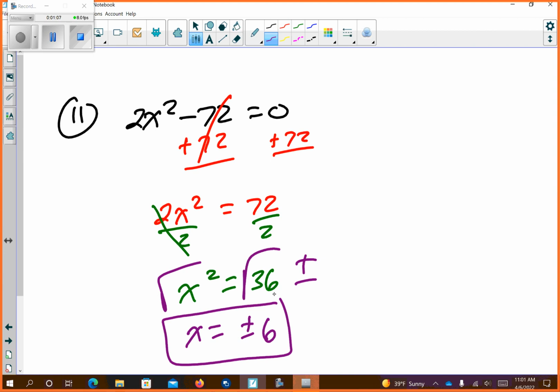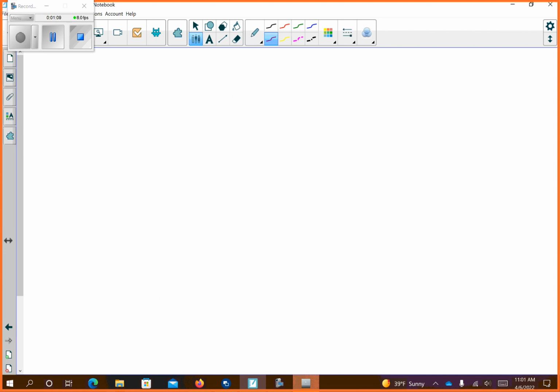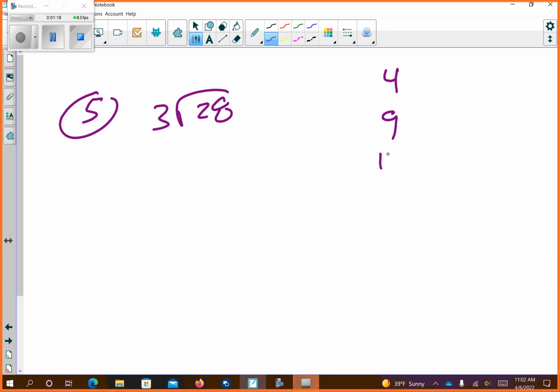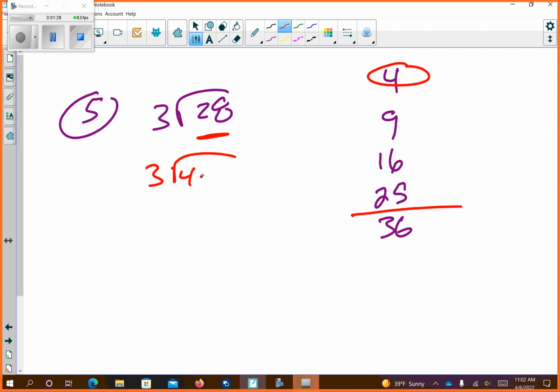Number 5. 3 root 28. Is that it? Okay. So think about our perfect squares. Root 28 falls about there. So 4 times 7 will give me that. Square root of 4 is 2, so that comes outside, and you're left with that. So you wind up with 6 root 7 for an answer.